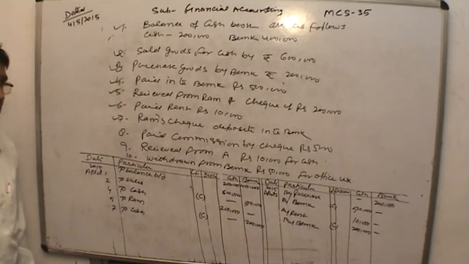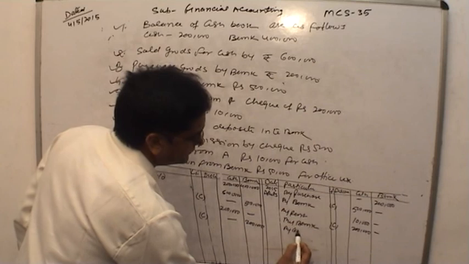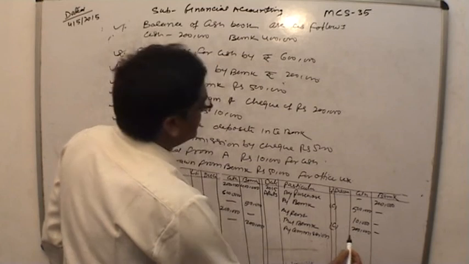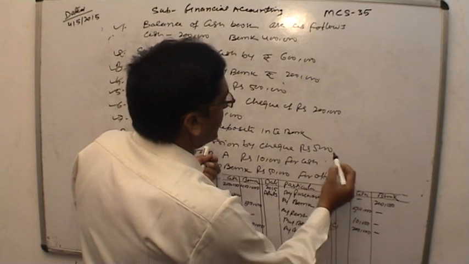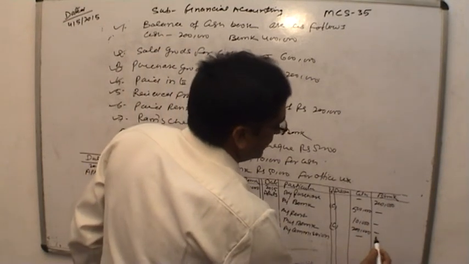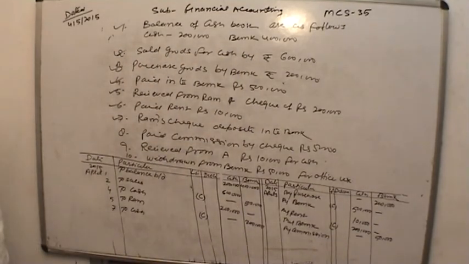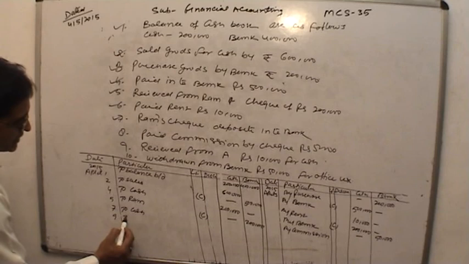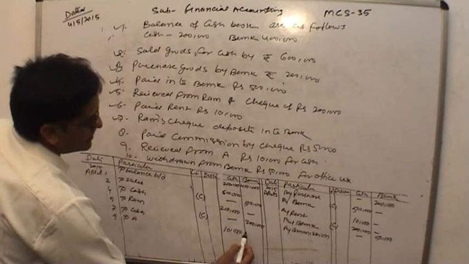Then paid commission by check rupees 50,000. So by commission 50,000 by check, so it is entered into the bank column. Now received from A rupees 10,000 for cash, to A 10,000 for cash, and recorded into the cash column.